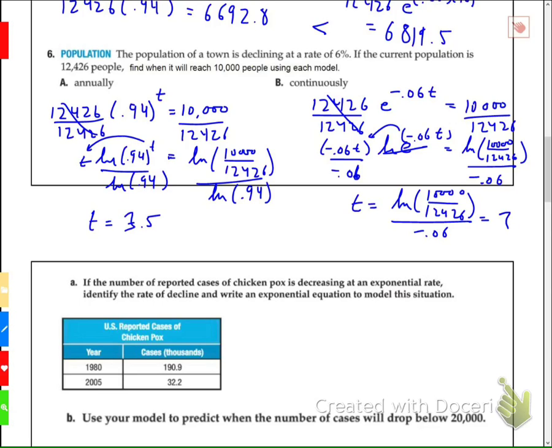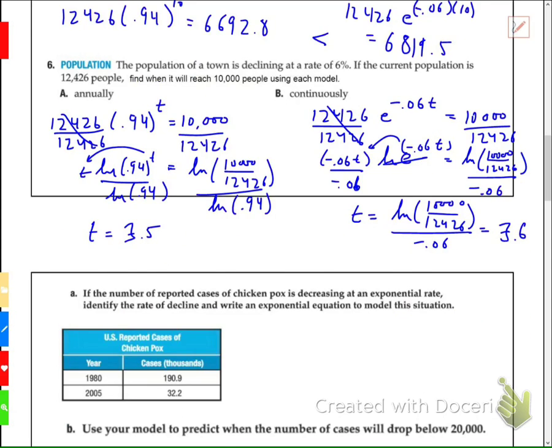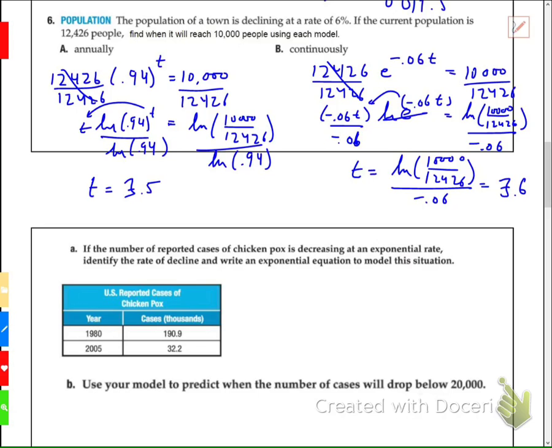And so I ended up getting 3.6. Okay, so like I said before, whether you're growing or you're shrinking, you'll always have a larger value coming out of the compounded formula. That means growing faster, but it means shrinking slower. So yeah, it took a little bit longer using that formula for us to get down to 10,000 people.